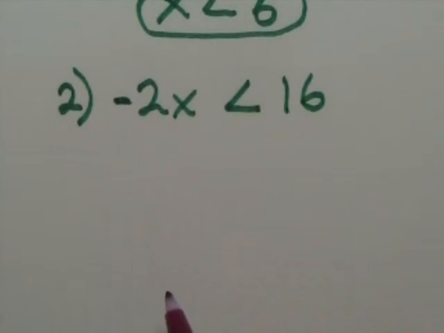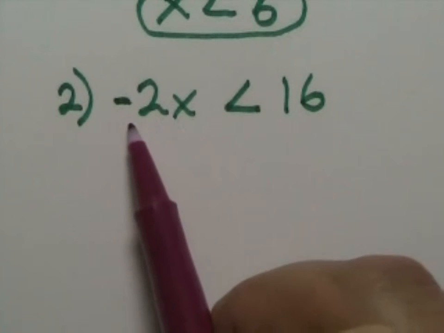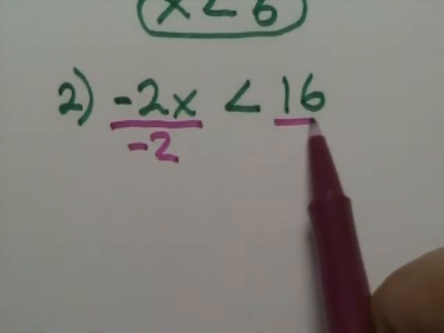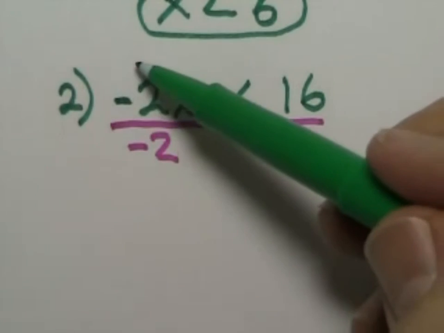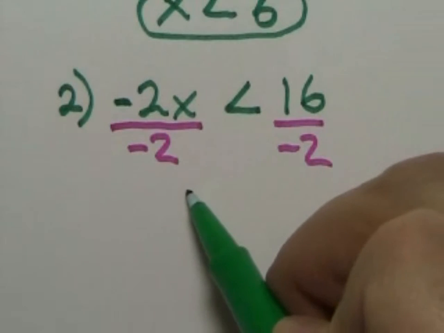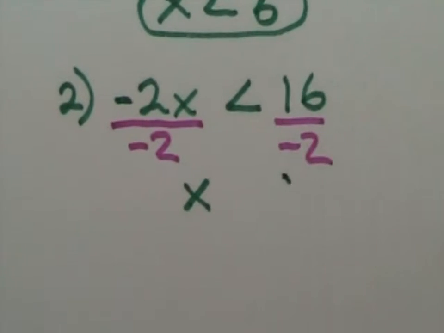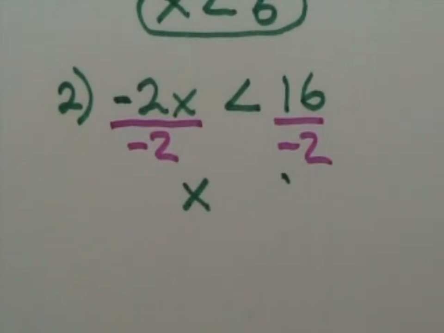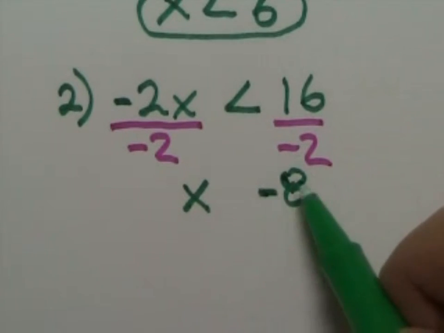On number 2, again, we want to get the variable alone. That's times, so we need to divide. I'm going to divide by -2, both sides. Okay, so this cancels out, and you're left with x. And 16 divided by 2 is 8. Okay, 8, and there's one negative, so it's -8.